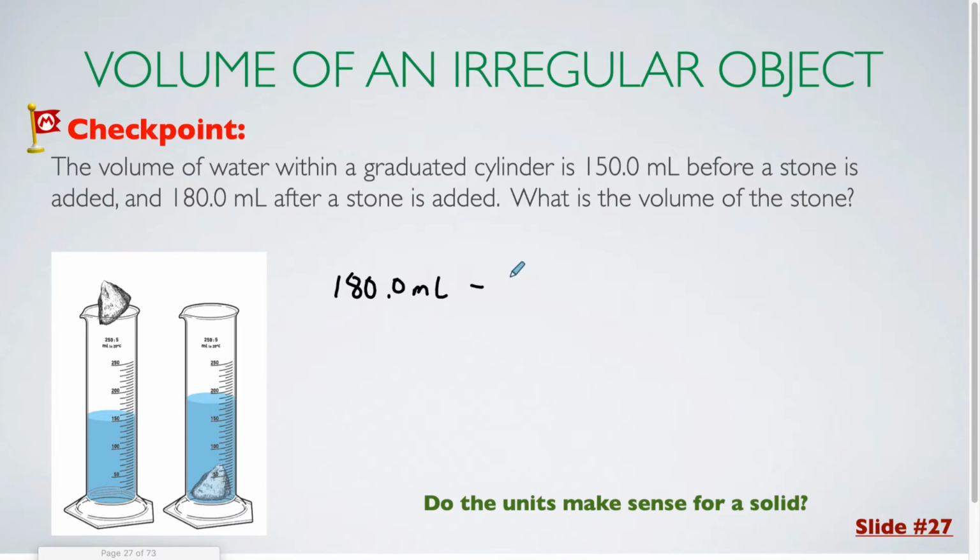So all we have to do here is take 180.0 milliliters. We're going to subtract 150.0 milliliters since that is the volume of the water, and we end up with 30.0 milliliters.